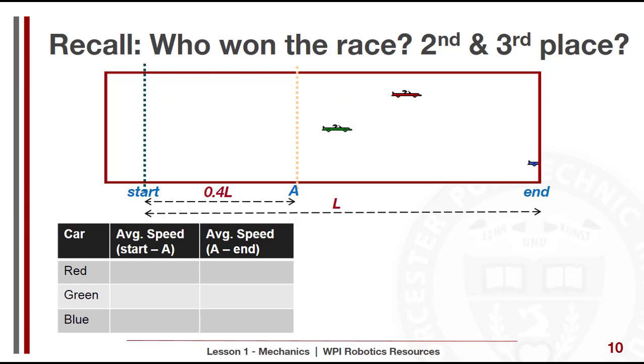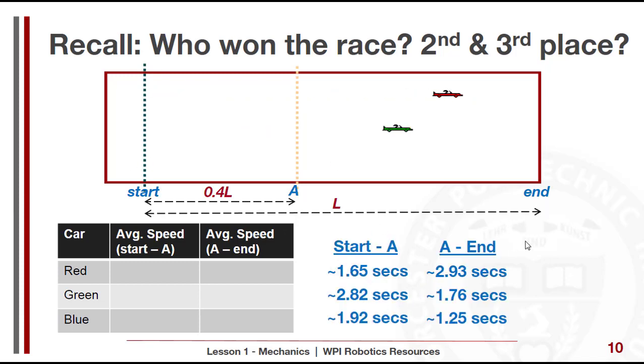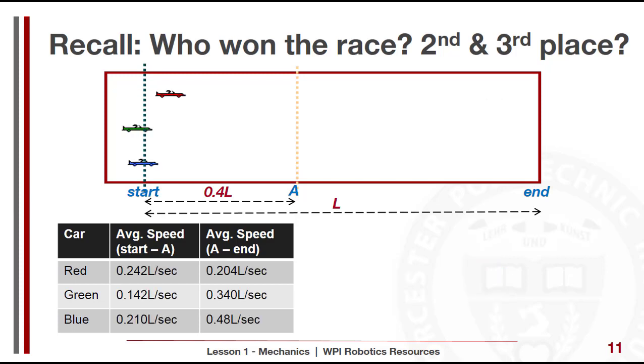Okay, so in order to fill out this table, first we use a stopwatch like we did before to find out the time taken to go from start to A and then from A to the end. Now if you do that correctly, you'll get values along these lines. And then using the average speed formula that we discussed before, we can obtain these values.